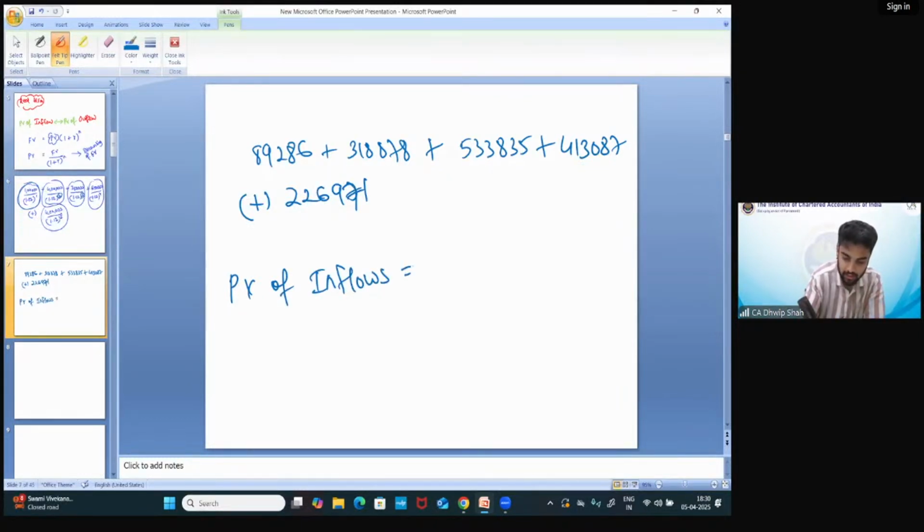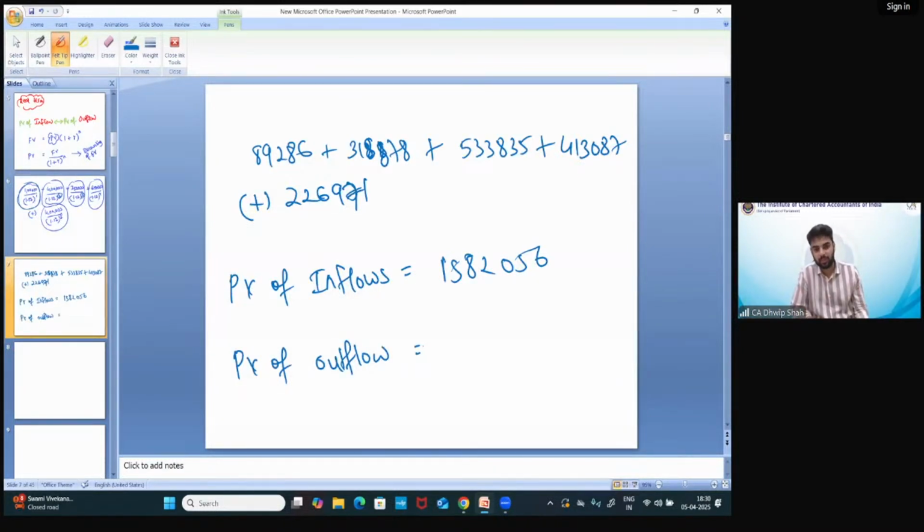is equal to how much? Please add all this. I am not having calci with me, so I will rely on your calculations. 89,286 plus 318,878. 15,82,056. And my present value of outflow. Tell me, do I need to discount my outflow? Do I need to discount my investment?